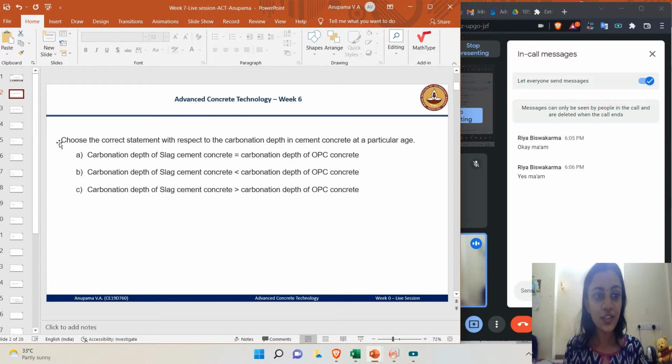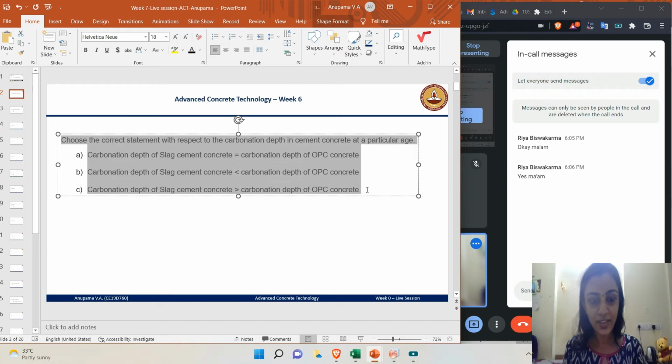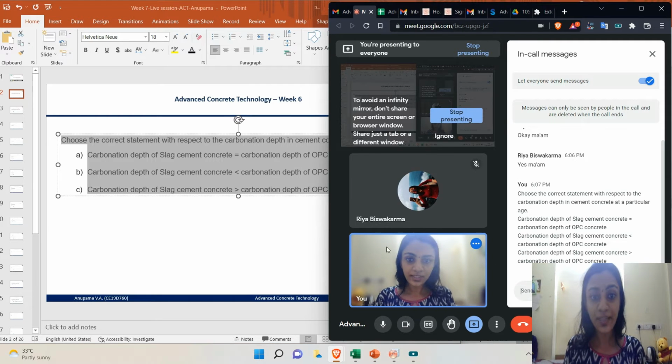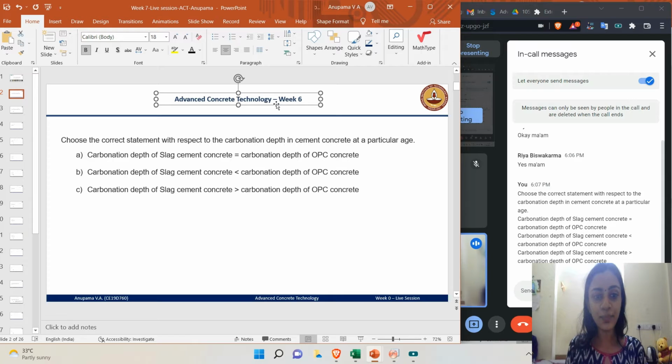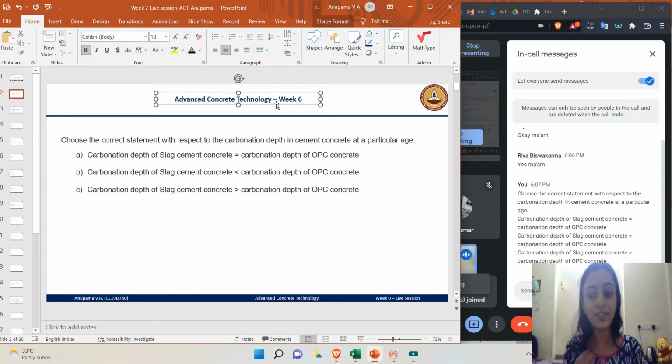Choose the correct statement with respect to the carbonation depth in cement concrete at a particular age. First, carbonation depth of slag cement concrete is equal to the carbonation depth of OPC concrete. Second, carbonation depth of slag cement concrete is less than that of OPC concrete. Third, carbonation depth of slag cement concrete is greater than that of OPC concrete. Make sure that it is at one particular age.